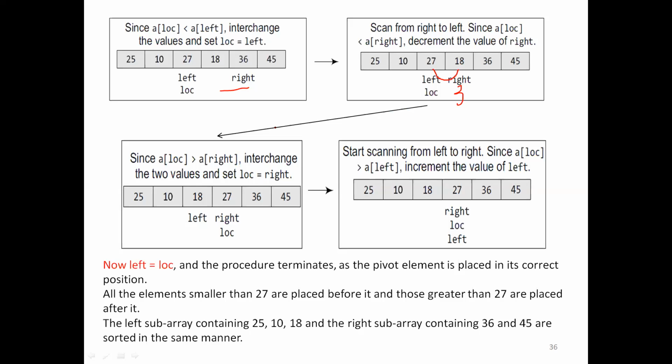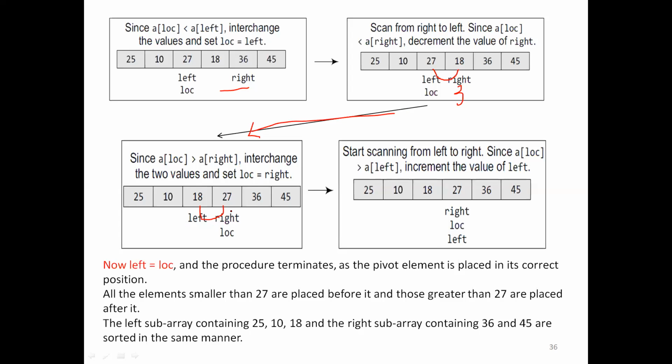So I have shown the arrow mark clearly here. So it comes here. So I did swapping. 18 comes here and the 27 comes here. Next I'm checking 27, because now I have to do left to right. I will do from left to right.